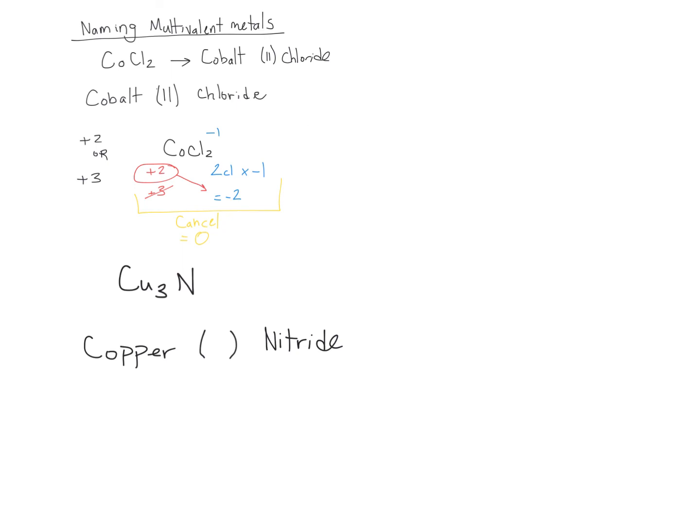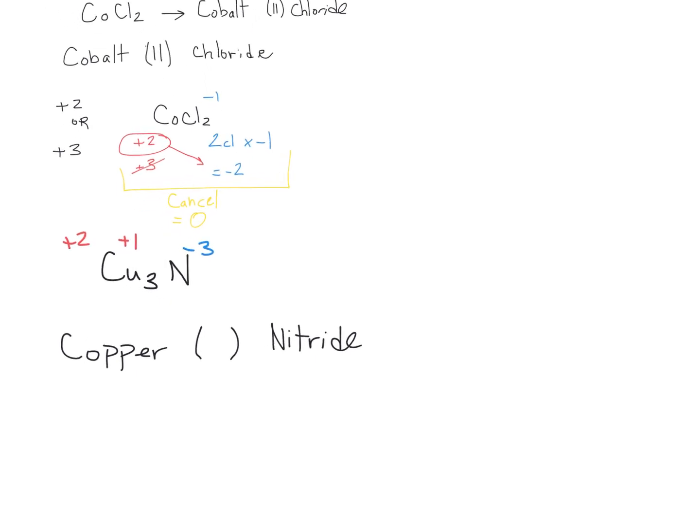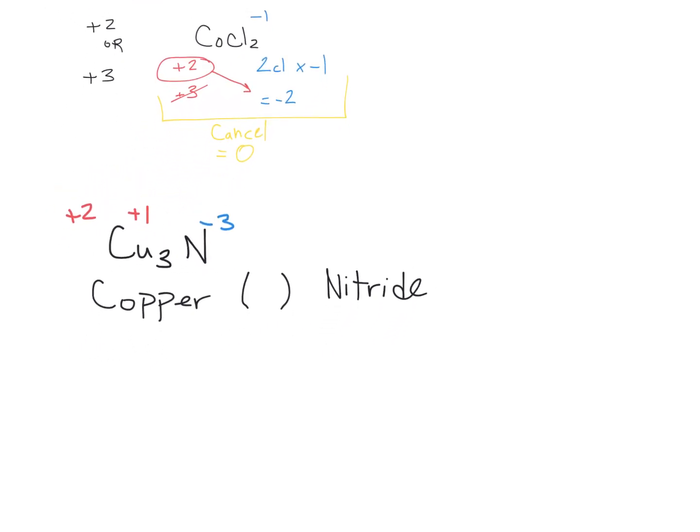So nitrogen can have a charge of -3, or that will be its charge. Copper can be +2 or +1. We don't know which one it is. But again, we have to make them cancel out. So hopefully you can see that there is one nitrogen. We know this because there's no subscript down here. So because there's one nitrogen, its charge is going to be -3. Over here with copper, it can be +2 or +1.